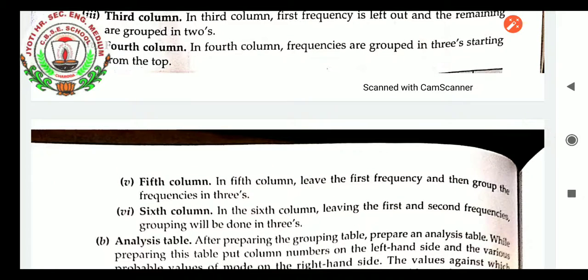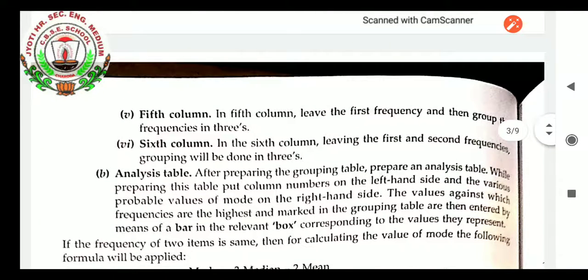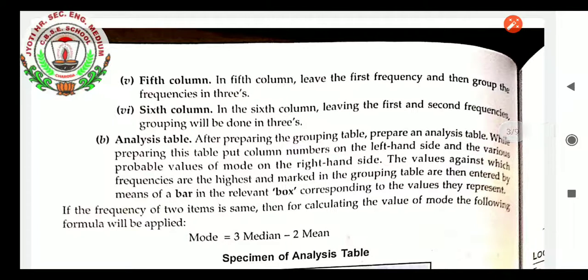Fifth column, what will you do? Leaving the first frequency, you add up the next 3 frequencies of the first column. Then the sixth column, what do you have to do? Leaving the first 2 frequencies, you add up the next 3 frequencies. In 2-frequency adding we did not do this, but in 3-frequency adding we are doing it. In that, every number will be added up.